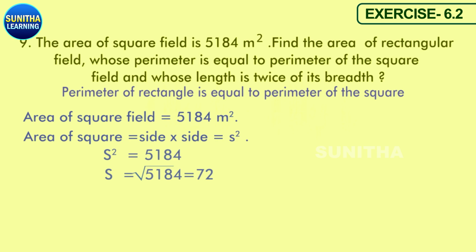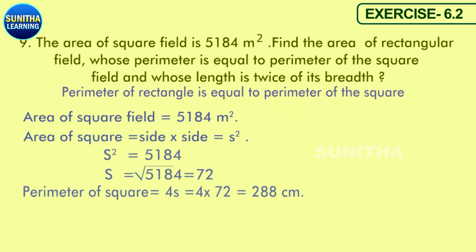Now what is the condition given? The perimeter of the square is equal to the perimeter of the rectangle. To get the length and breadth values of the rectangle, we first have to find the perimeter of the square. The perimeter of a square formula is 4 into S. Here S is nothing but the side of the square. Now substitute the side we got, 72. Therefore, 4 into 72 will become 288 centimeters. This is the perimeter of the square.